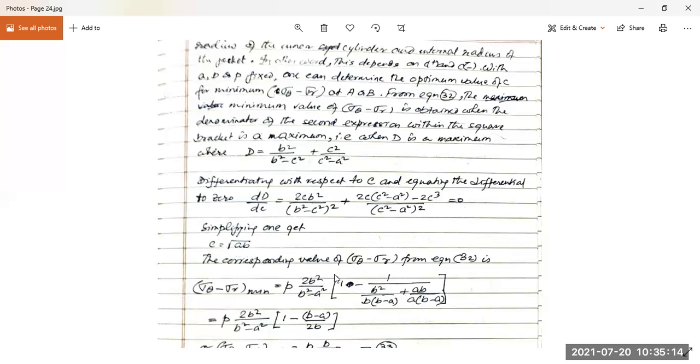Corresponding value of sigma theta and sigma r is now given if we put the value of C equal to square root of AB: sigma r minus sigma theta maximum is P into 2 B square by B square minus A square. So 1 minus 1 by B square minus A square plus AB, A square, A into B minus A.